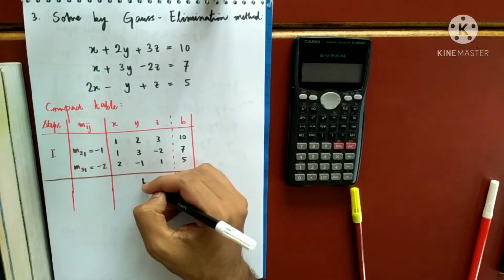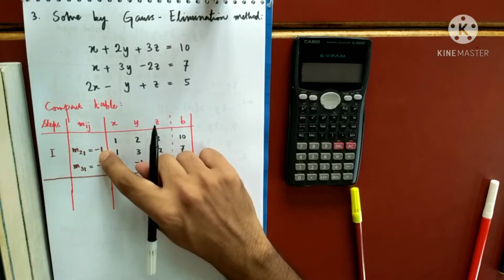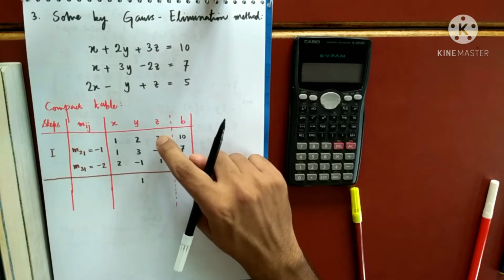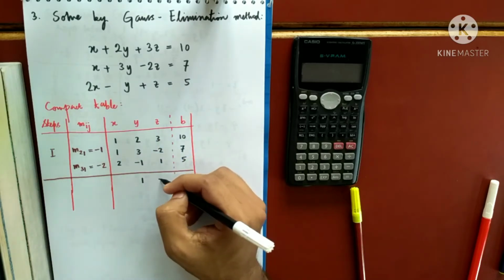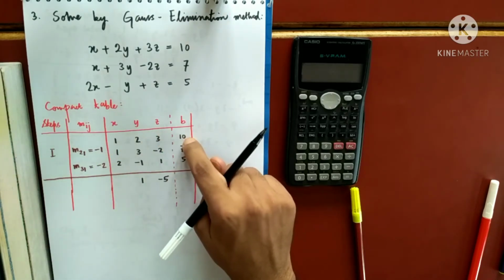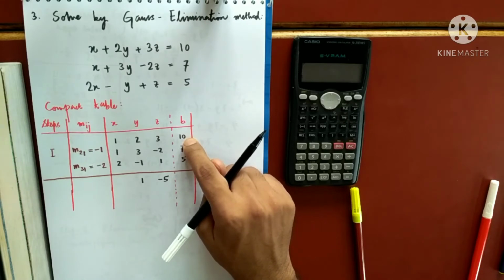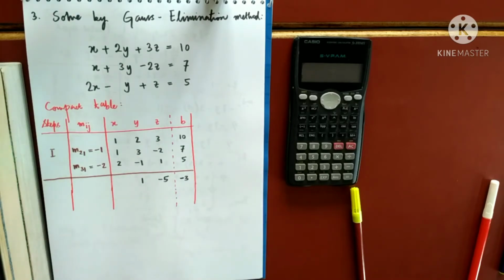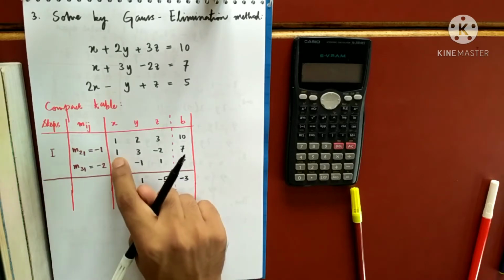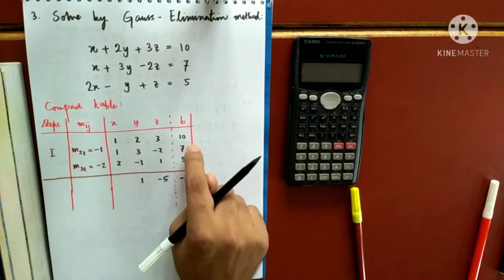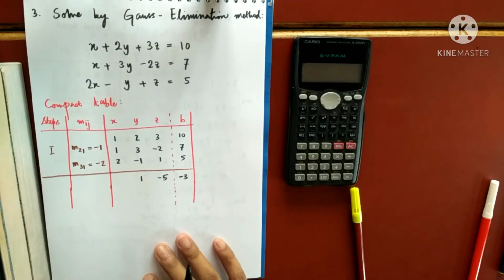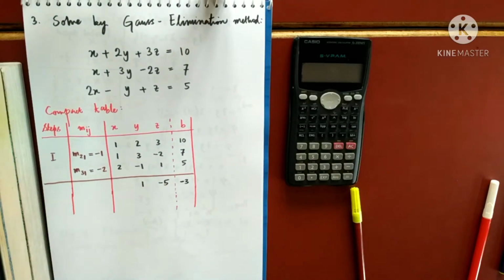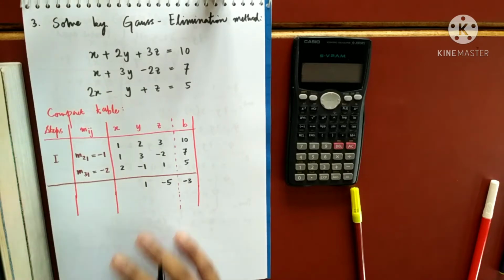You write here 1. No need to write 0 here. And next, minus 1 into 3 is minus 3. Minus 3 minus 2 is minus 5. And minus 1 into 10 is minus 10, plus 7, which is minus 3. So this is that equation which comes by eliminating x1. So I have eliminated x1, or x, from this equation. Similarly, you see, I am doing the same process but in a more compact form, right?